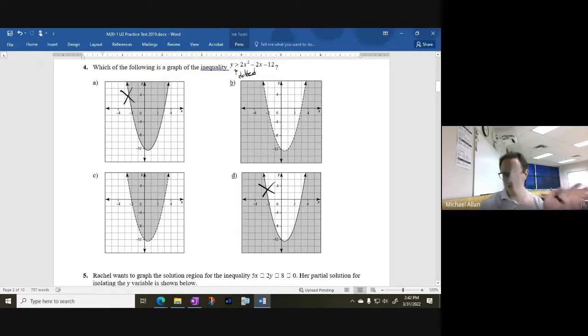And because it's greater than, it's going to be shaded above. The one that's shaded above, this one here, if you notice, you draw lines above the graph here, that's shaded above because of the greater than. This would be a less than, shaded below graph, right? So if I switch the sign, it would have been that answer.